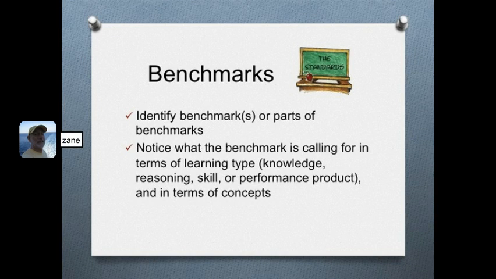The first step in the alignment process is to identify benchmarks or parts of benchmarks that are core to your teaching. Notice what that benchmark is calling for in terms of learning type. Is it knowledge, reasoning, skill, or performance product? And also, what is that benchmark calling for in terms of concepts that the kids must know and be able to do?